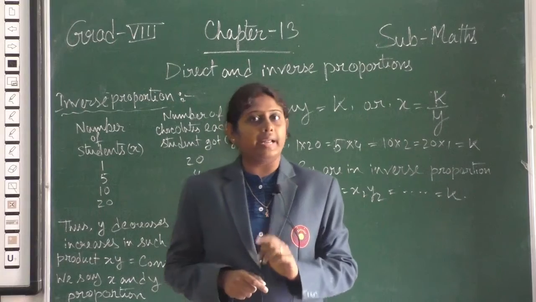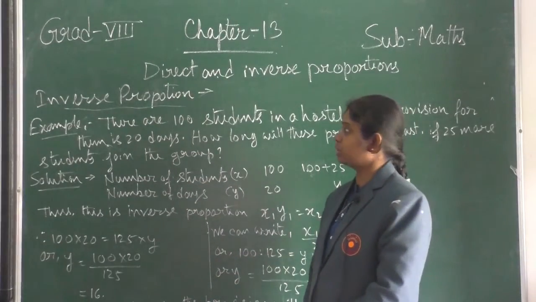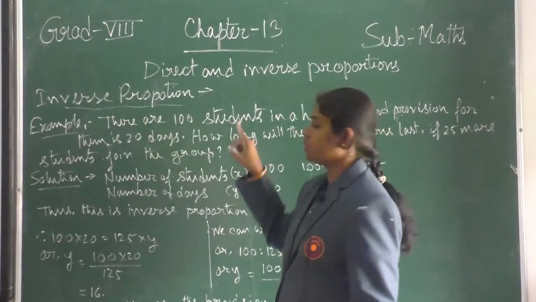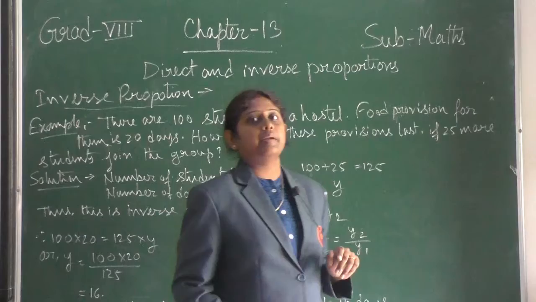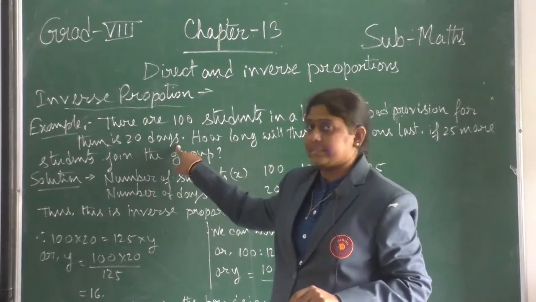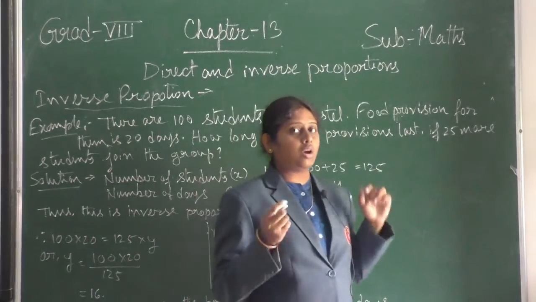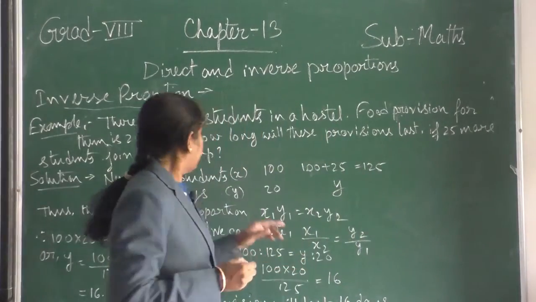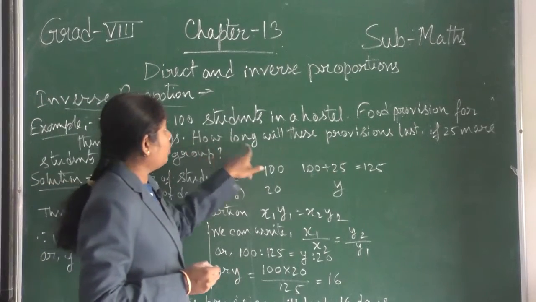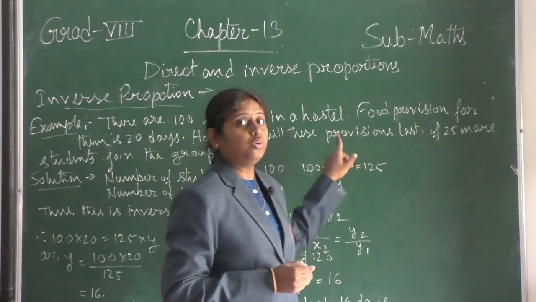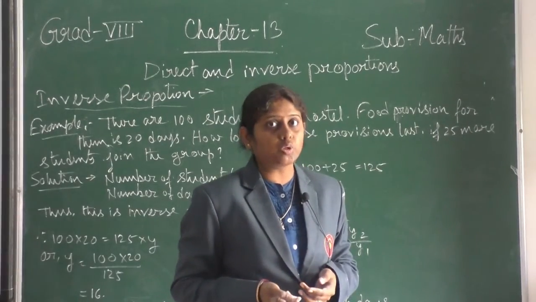Now, let us take one example of this concept. Come to the example of inverse proportion. There are 100 students in a hostel, and food provisions for them for 20 days. Now, 25 new students came to the hostel, then we have to find out how long this food will last for the total number of students.